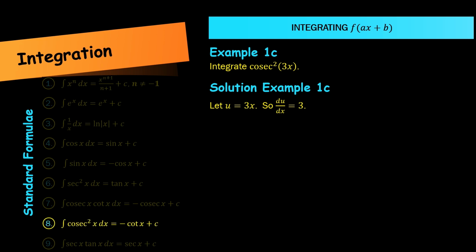The standard formula which we're going to use is the integral of cosec squared x dx equals minus cot x plus c, because we're trying to integrate cosec squared of 3x. So in this situation, since we're going to reverse the chain rule, we let y equal cot u.